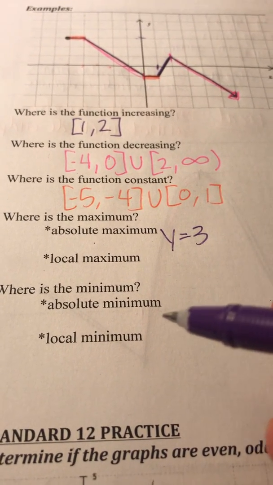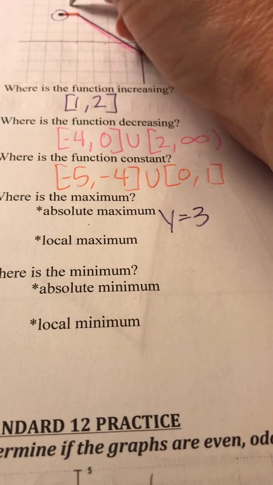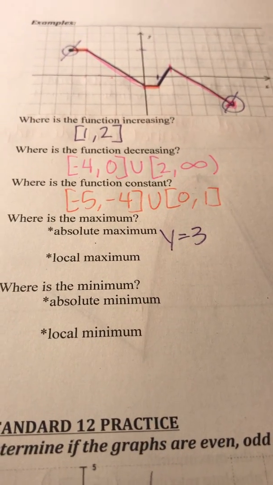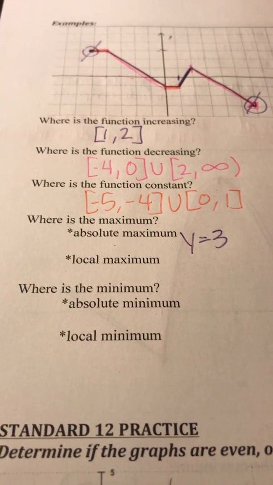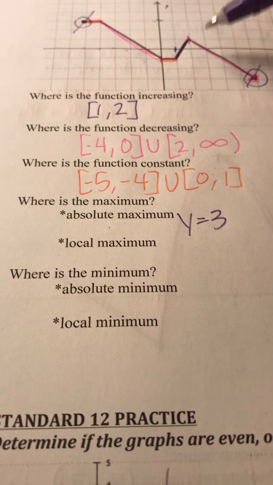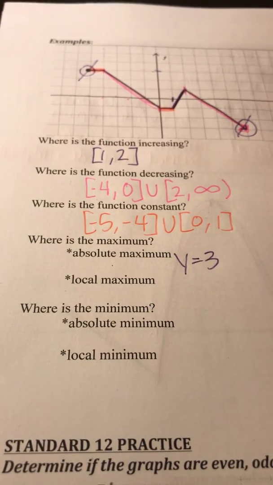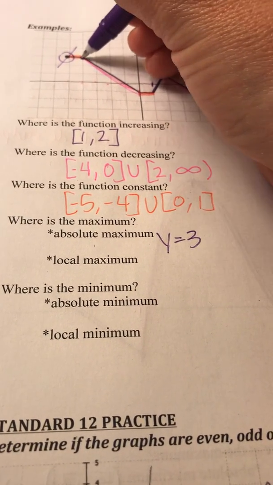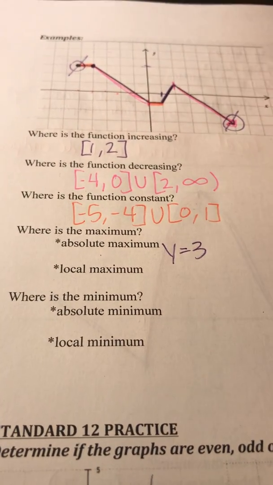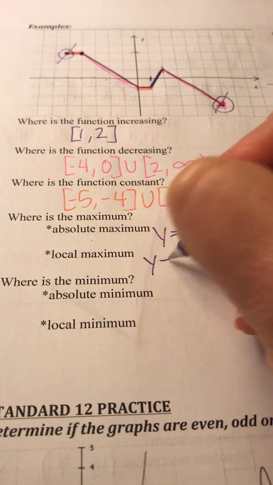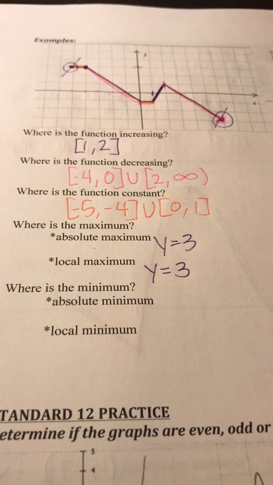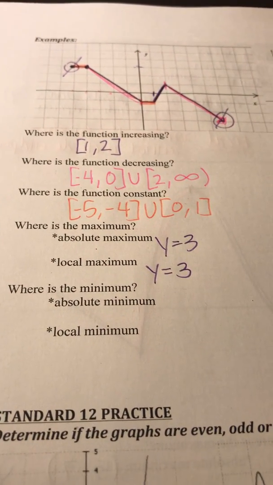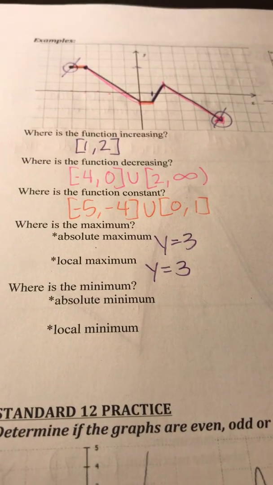My local maximum. So remember, endpoints are out for my locals. Looking at the rest of this, what's the highest point? In this case, we see that there's another y equals 3 right here. It's a different point, so that one we can use as my local maximum because it's not the endpoint.